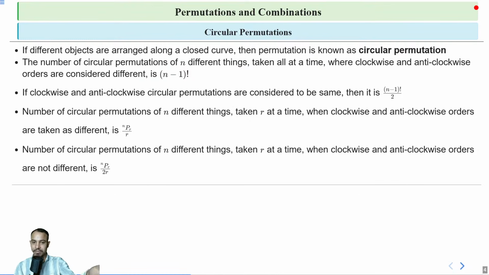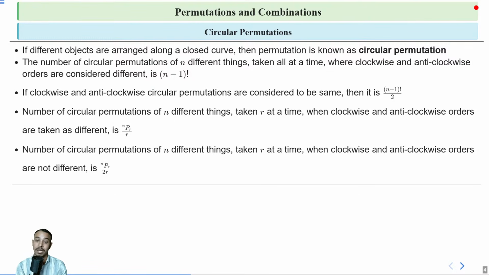Okay, so we have studied circular permutations. When clockwise and anti-clockwise orders are considered different in a circle, the number of circular permutations is (n minus 1) factorial. And if clockwise and anti-clockwise circular permutations are considered the same, then the number of circular permutations of n different things taken all at a time is (n minus 1) factorial divided by 2. And when you take r at a time from n different things, the number of circular permutations is nPr by r when clockwise and anti-clockwise orders are different.